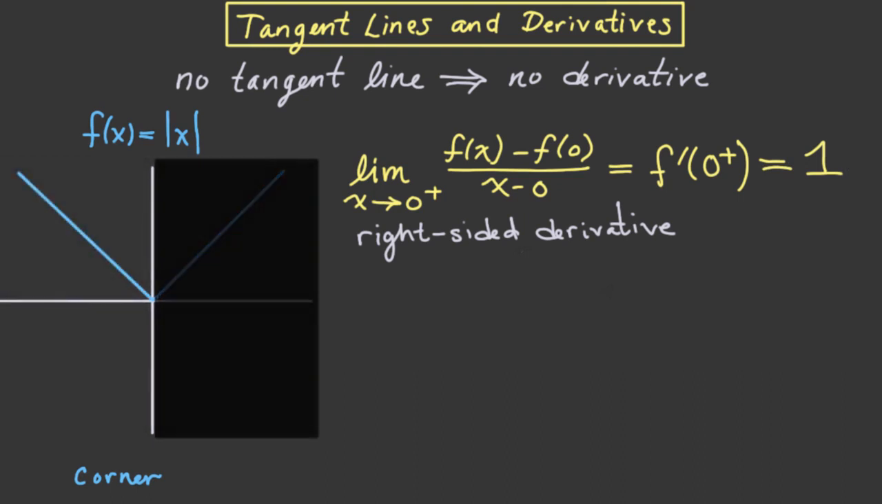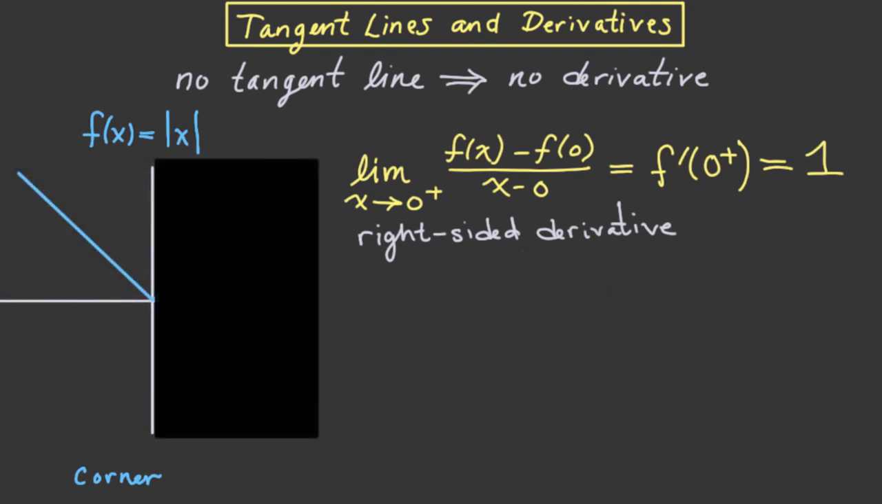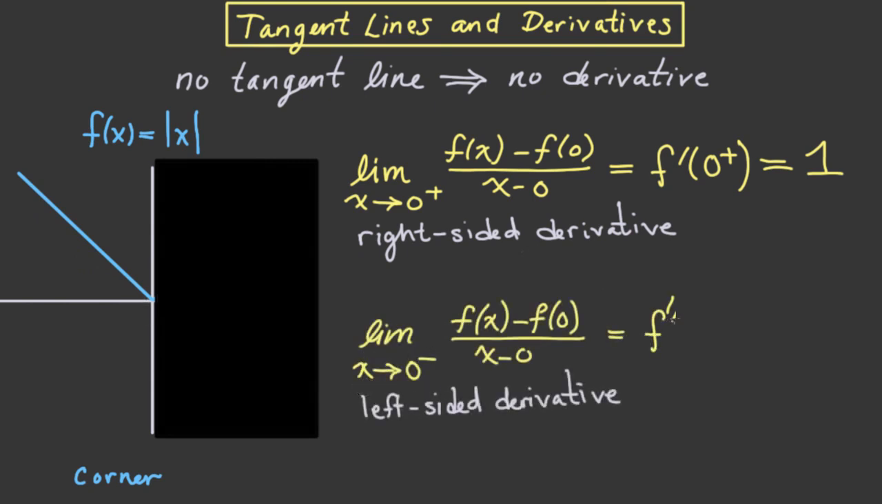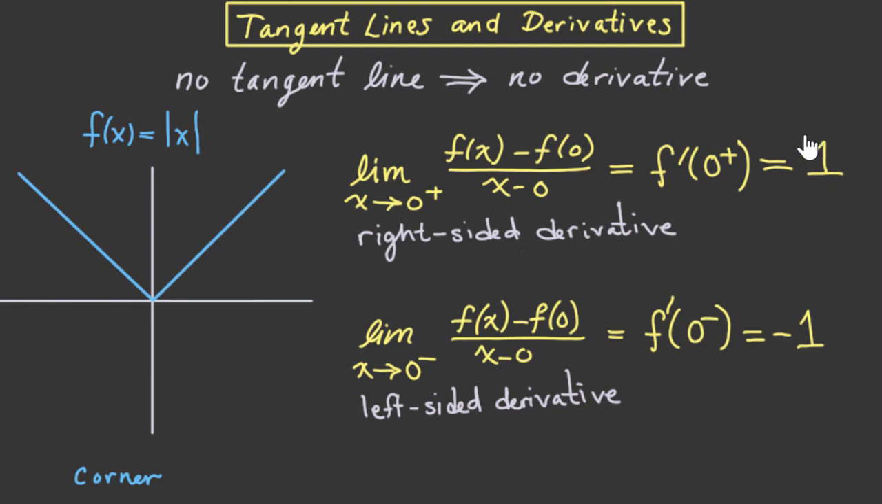Now, if instead I cover the right-hand side of this graph, I see that the graph has a limit of secant lines approaching from the left. That is, this left-sided limit gives us a left-sided derivative, which is equal to -1. While both the right and the left-sided derivatives exist, they're not equal. So the derivative does not exist at x equals 0.